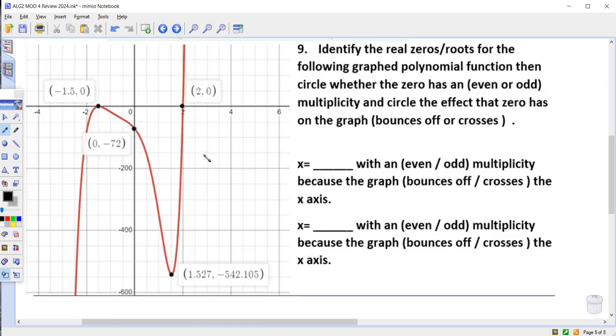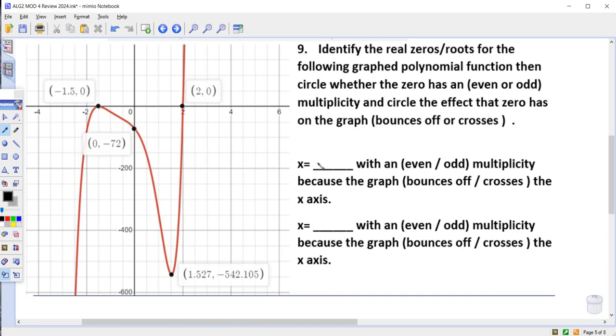Number 9 says, identify the real zeros for the following graphed polynomial function, then circle whether the zero has an even or odd multiplicity, and circle the effect that zero has on the graph. All right, so zeros are the same thing as x-intercepts. And I look at this, and I see, oh yeah, I got two x-intercepts here.